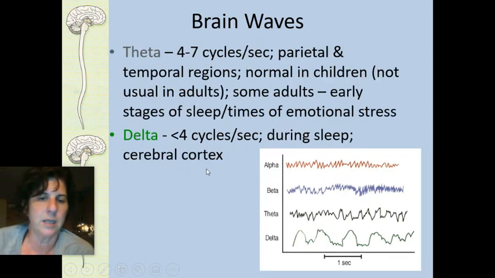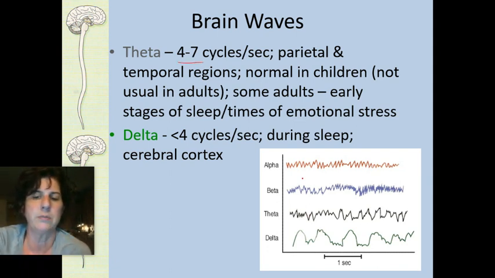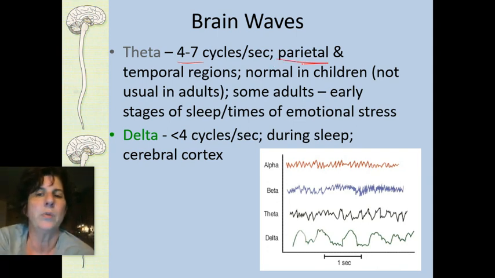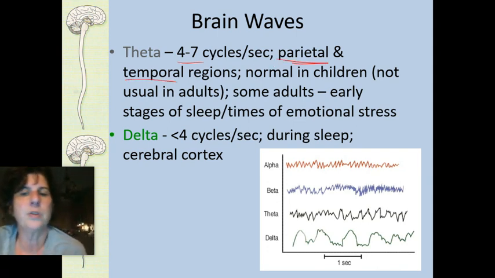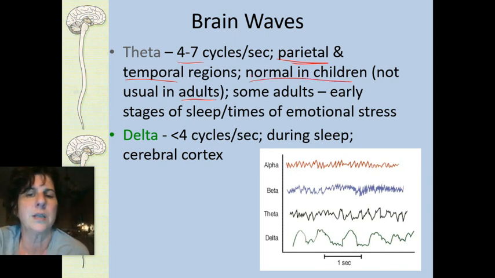Then we have theta and delta. Theta waves, in gray, are about 4 to 7 cycles per second, so they're close, but not nearly as close as beta. These are found normally in the parietal and temporal regions of the brain. We see them in children, not so much in adults, but periodically. Mostly it's seen in children.